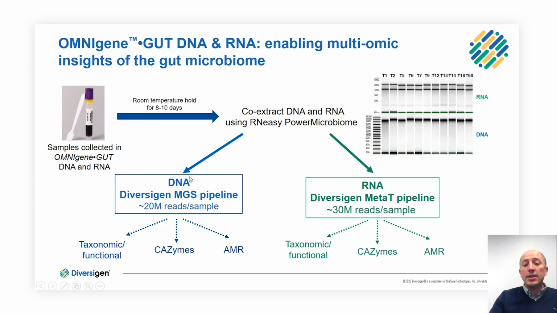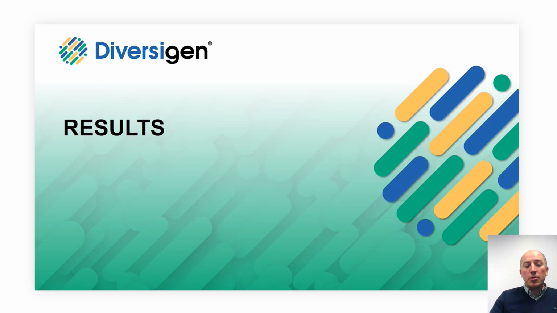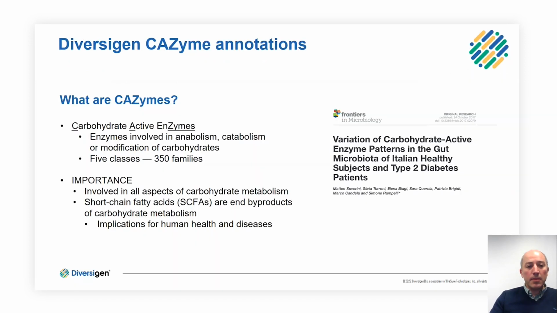The extracted DNA and RNA were then put through the Diversigen metagenomic or metatranscriptomic pipeline. Again, we looked at taxonomy, function, CAZyme, as well as AMR. So without further ado, I'll jump into some of the results that were generated as part of this study.